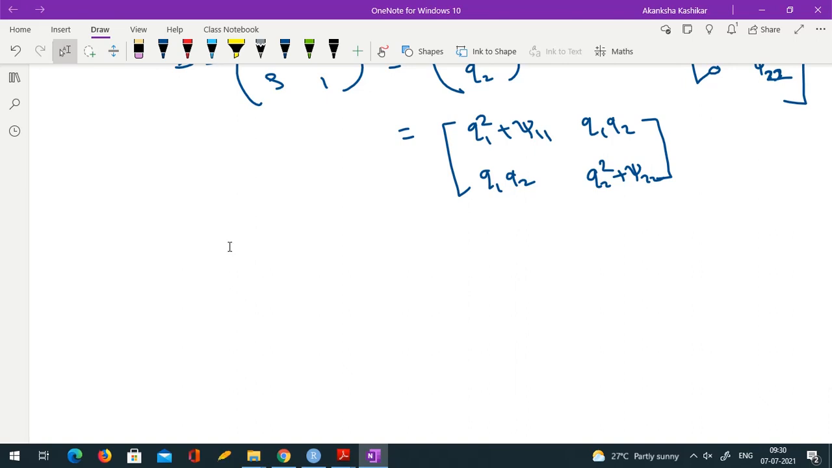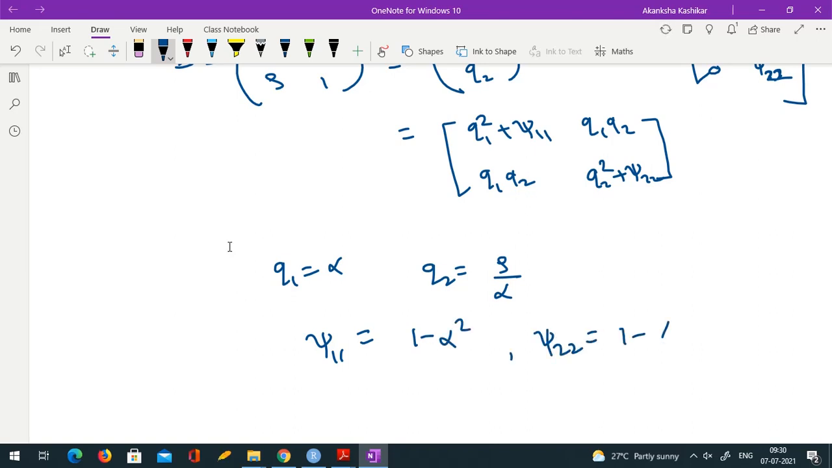Now what do I get if I try to find solutions? So let me take q1 equal to some alpha, then q2 can be taken as rho by alpha because q1 into q2 is rho. And does it satisfy the other equations? Psi11 would then become 1 minus alpha square and psi22 would become 1 minus rho by alpha whole square. And this works for every alpha.